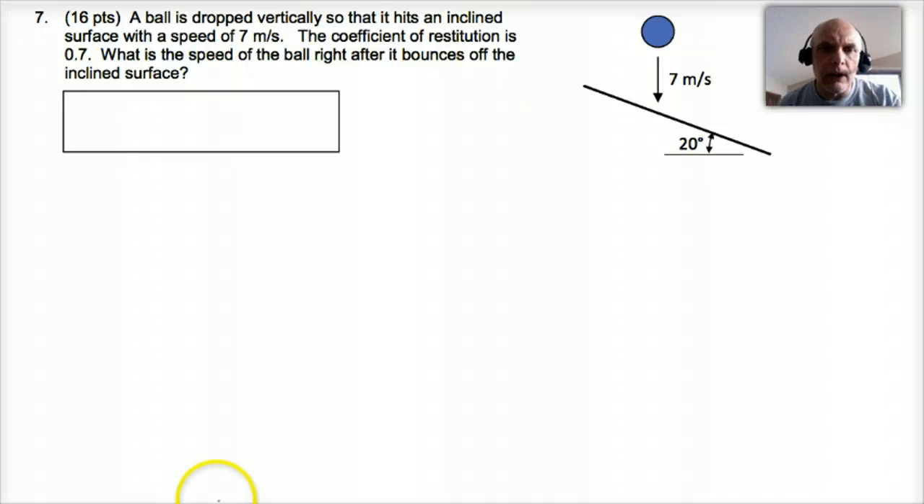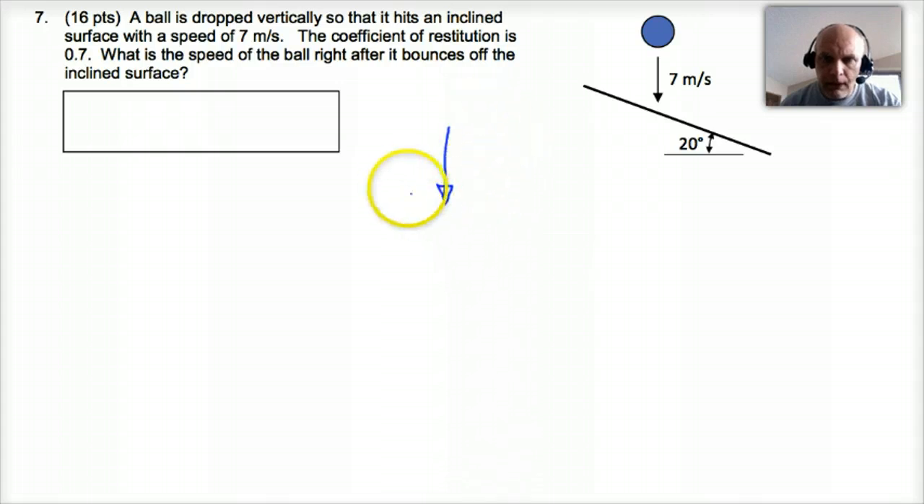Okay, number 7 here has a ball dropping onto an incline. We're given a speed and a coefficient of restitution, and we want to find the speed of the ball after it bounces off the incline. I'm going to start by redrawing my velocity vector right before.